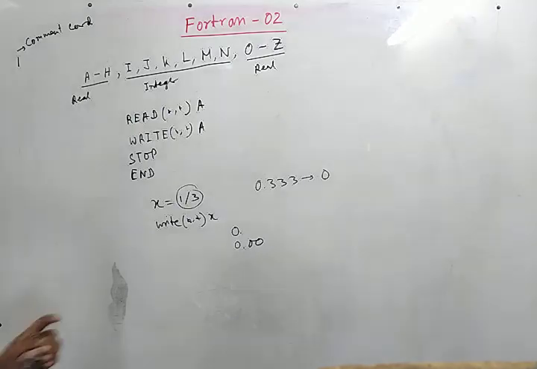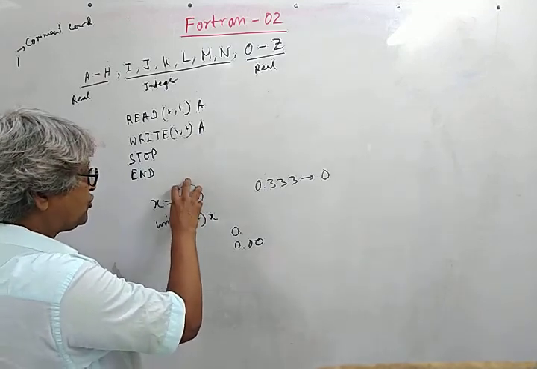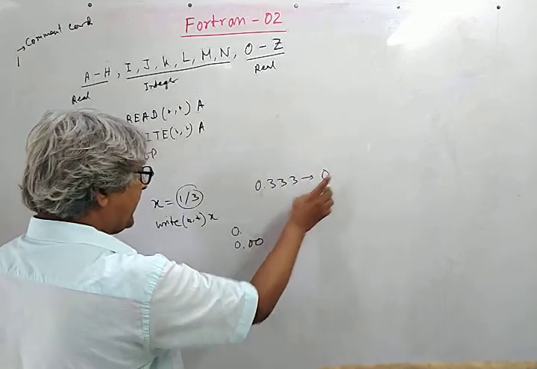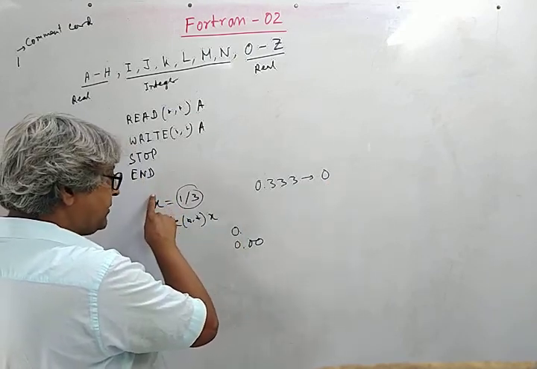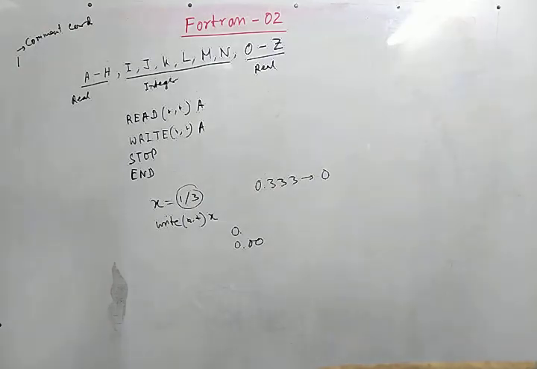Again, let me clarify the point once again. 1.3, this is an operation in integer mode, so the actual value 0.33. Since it is an operation involving integers, it will remove the decimal part and the quotient will be 0, and 0 will be assigned to x. Since x is a real variable, immediately 0 will be converted to 0 point. So the point of caution is that you must be very careful about the starting alphabet of a variable, and you must be aware of the nature of the variable that you are using, whether it is an integer variable or a real variable. Otherwise you may land up with a wrong result.